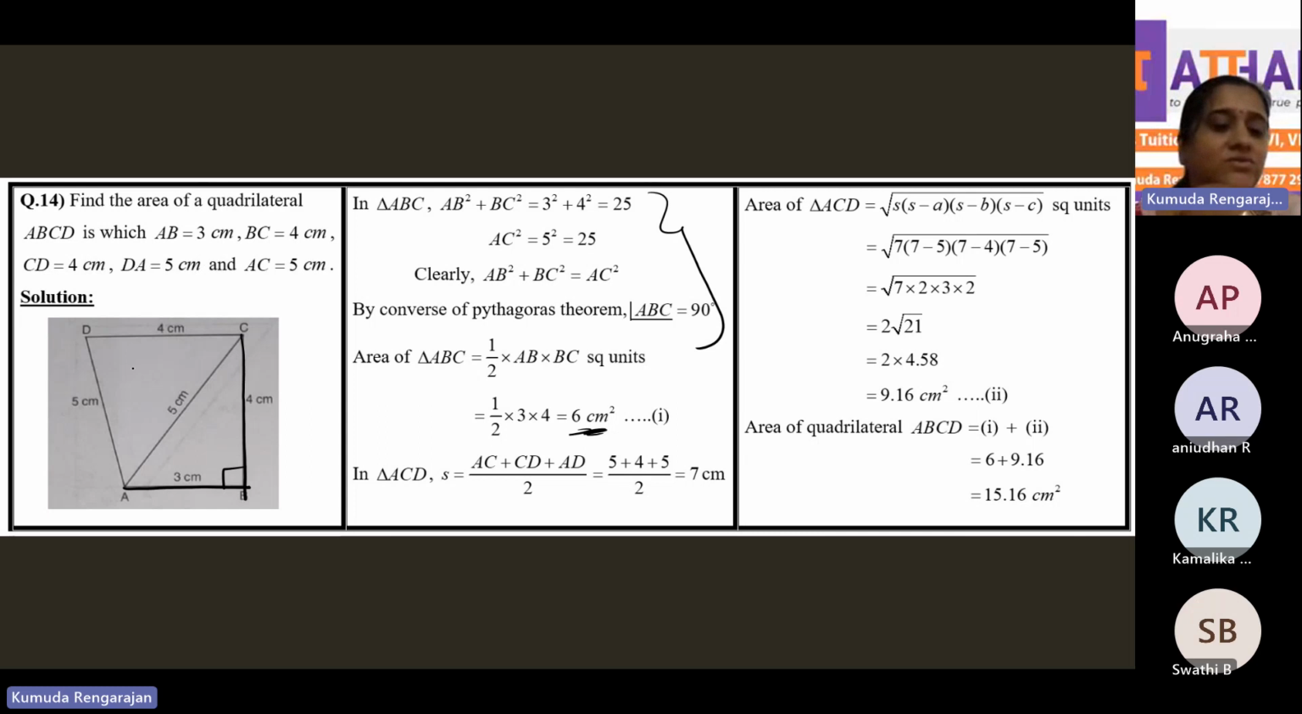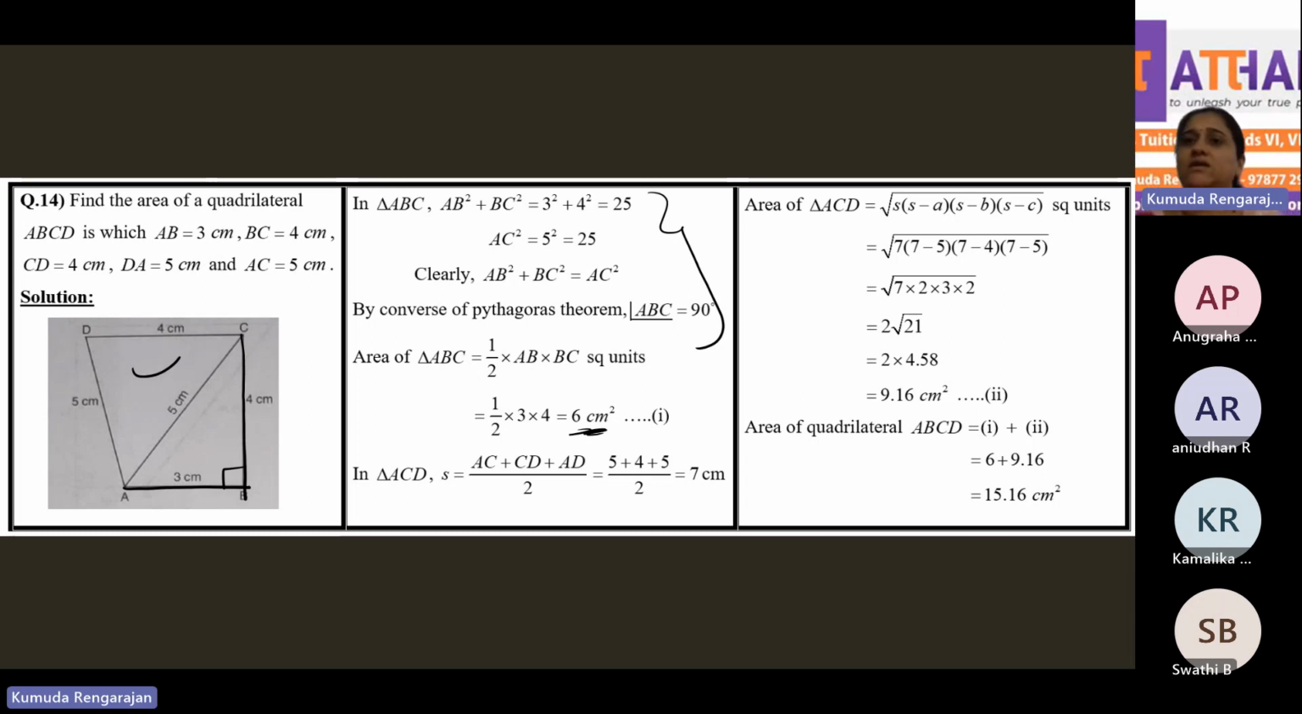The other triangle, now see here, the other triangle is 4, 5, and 5. 4, 5, 5 do not form a Pythagorean triplet. So even if you try to work it, it will not be true. And one more thing, which is the longest side here? 5 centimeters. And you have two sides equal. That's not at all possible.